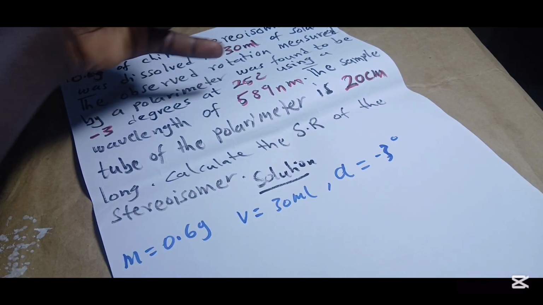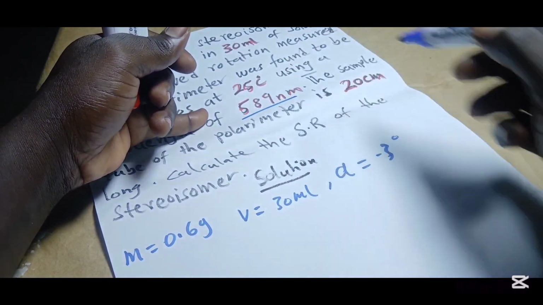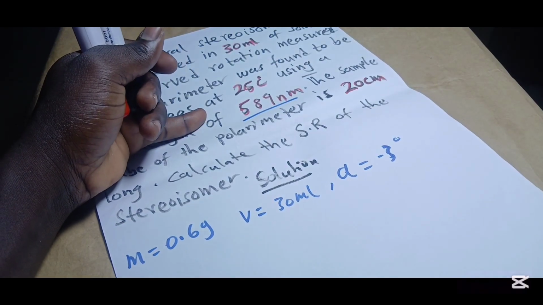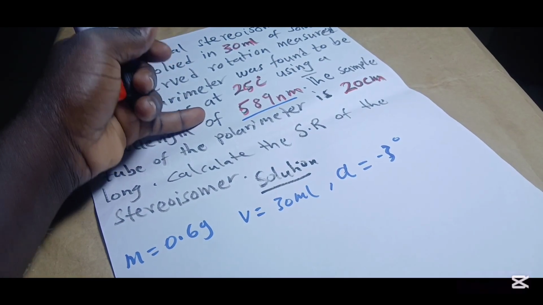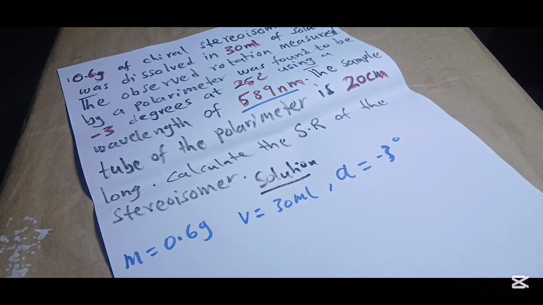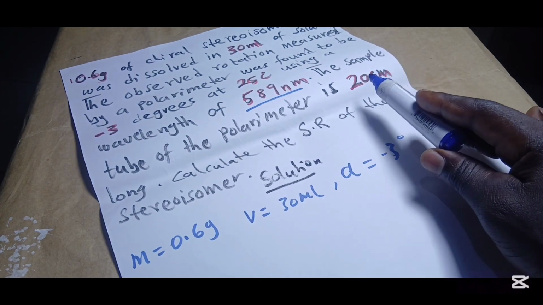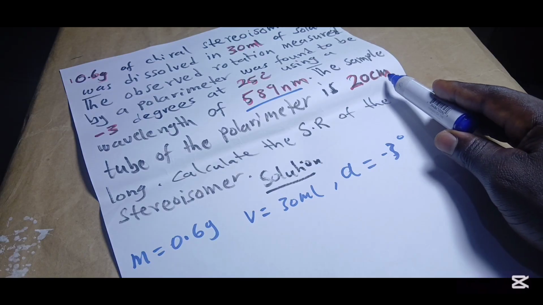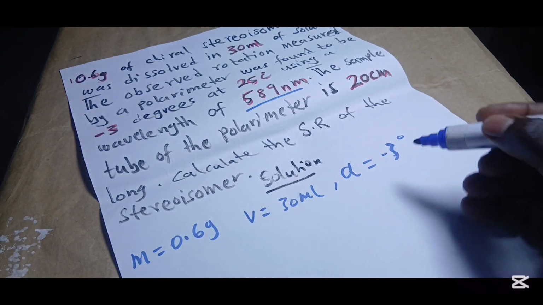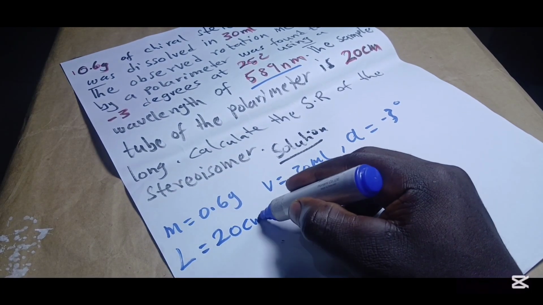at 25 degrees using a wavelength of 589. This wavelength is the sodium D line. It is not of use for us in the calculation, but the condition should be there to guide us, because the wavelength is not included in the formula that we just derived. The sample tube of the polarimeter is 20 centimeters long, so our L is 20 centimeters.